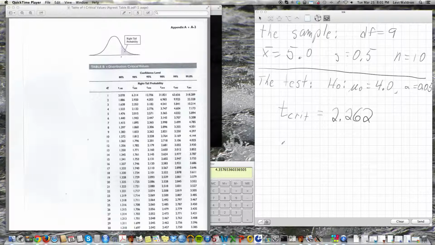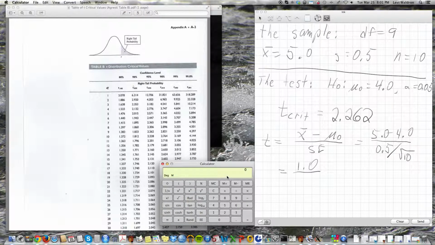But if we're doing it as a t-test, what we do is calculate our value of t, which is x bar minus mu0 over the standard error. So that is 5.0 minus 4.0 divided by the standard error, which is the standard deviation, 0.5 over square root of n, which is 10. So this is the 1.0 in the numerator, and then I'm going to calculate this with a calculator.